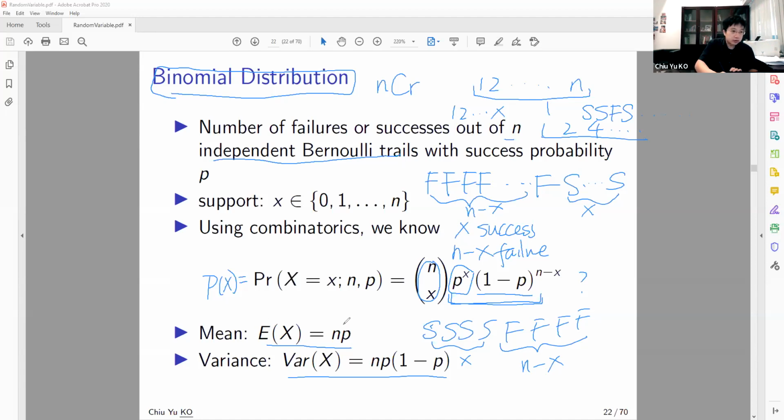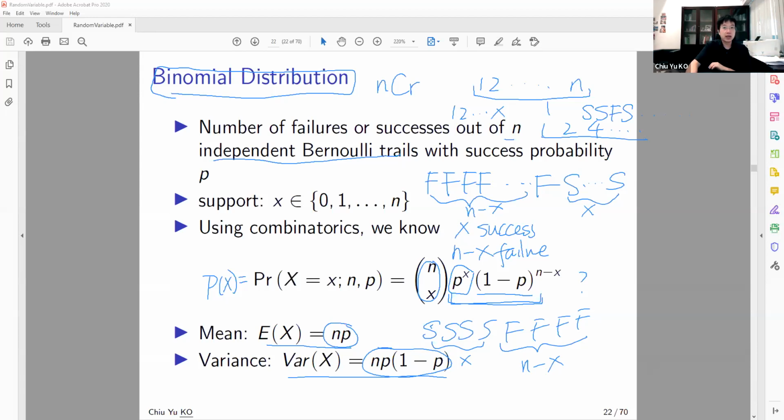And then we'll try to prove that the mean is np and the variance is np times 1 minus p. But before I prove it, is it clear what we are doing now? Is there any question? Okay, good.